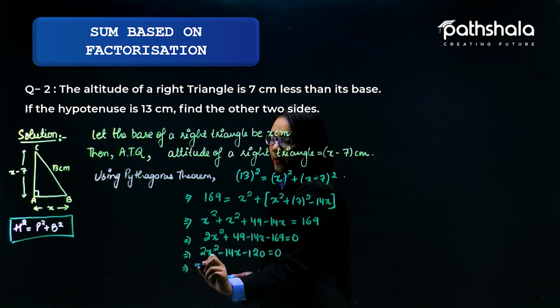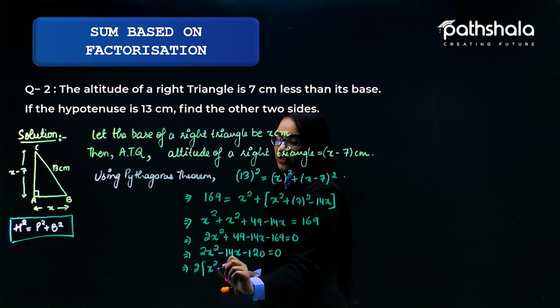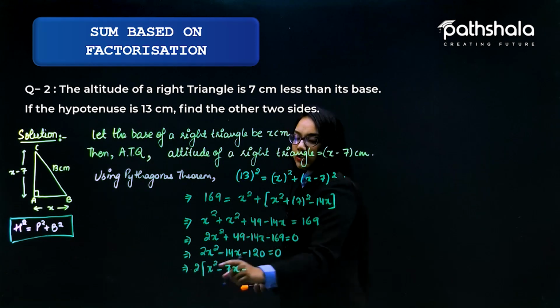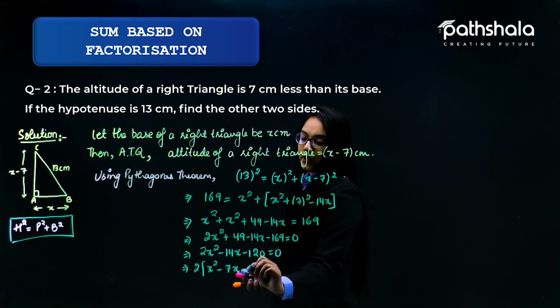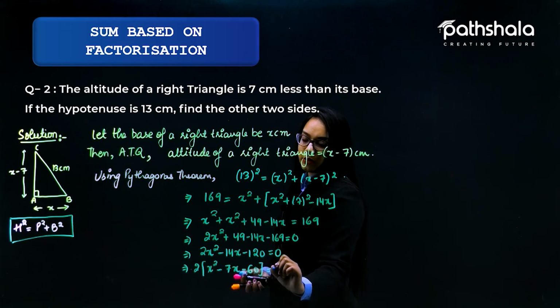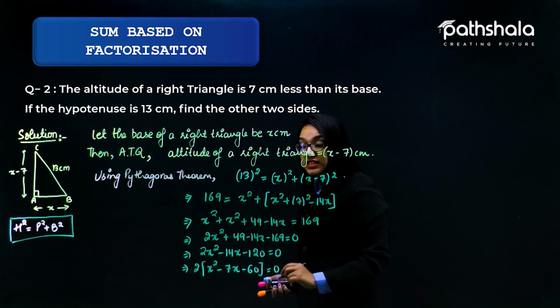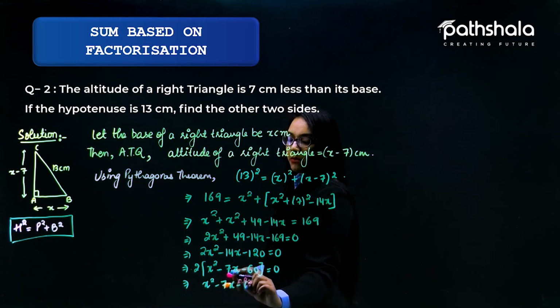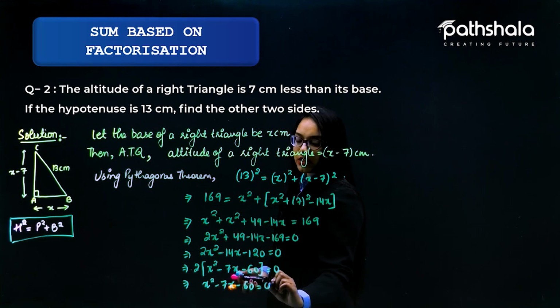Again we can take 2 common out of this equation, so this would be x square minus 7x. Further we have minus 60. Hence we can take 2 to the other side, so the equation would be x square minus 7x minus 60, which is equal to 0.